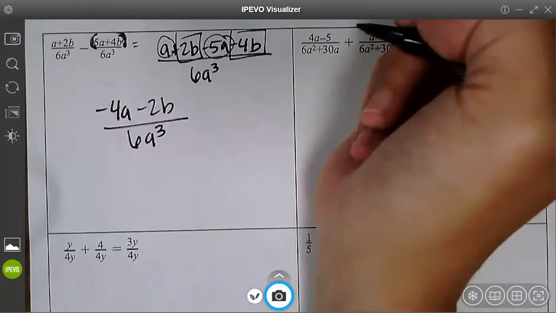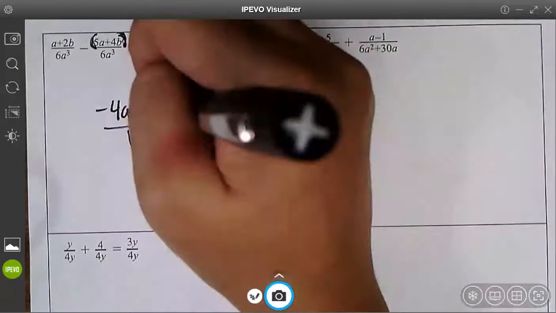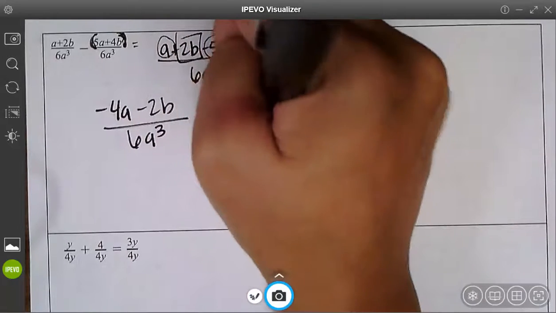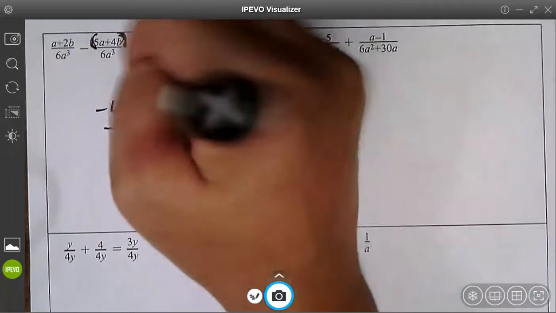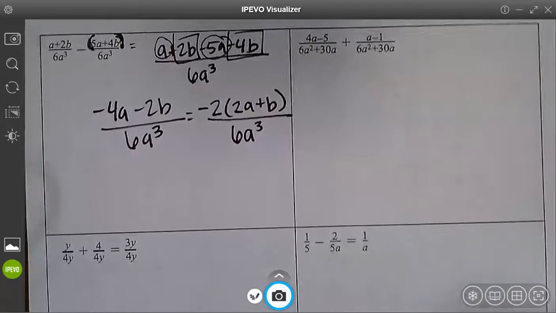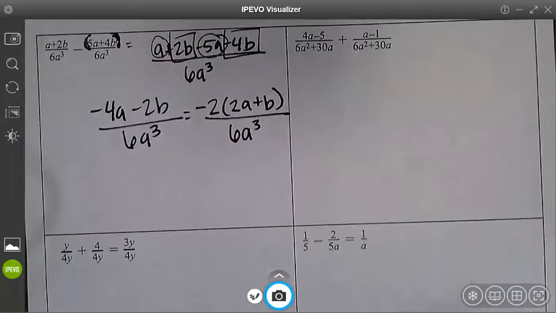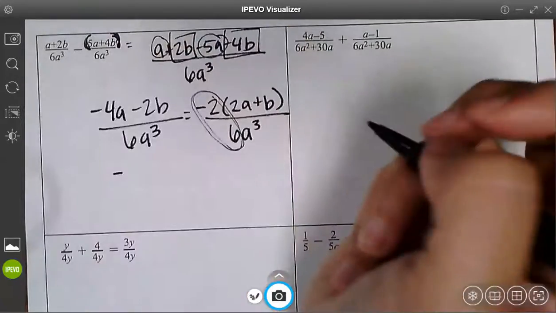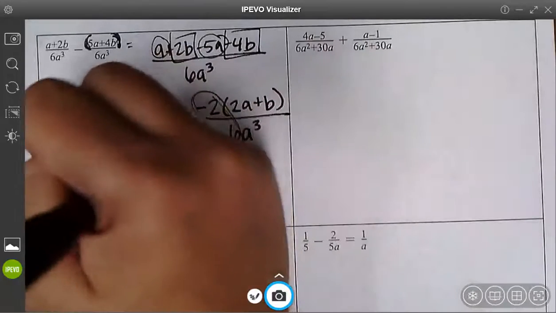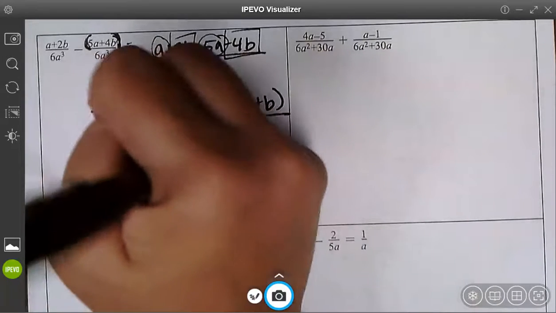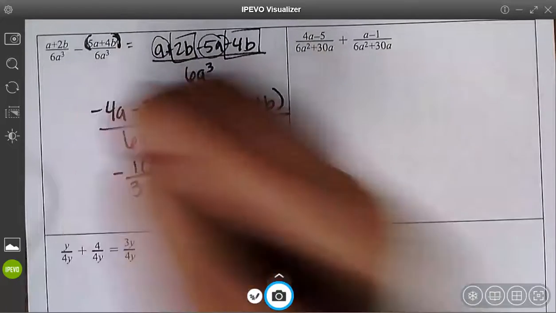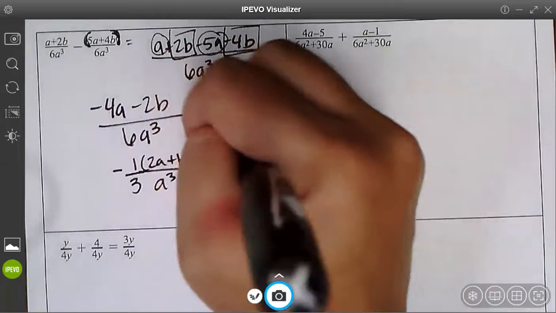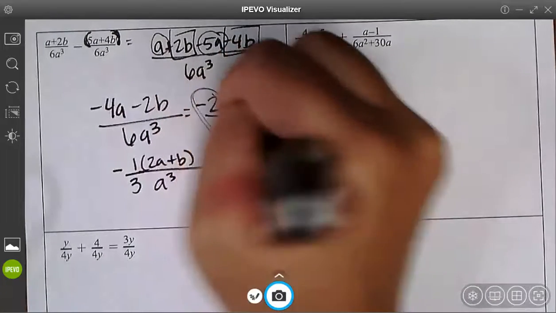The only thing you can do is simplify. Here you can pull out that negative 2, so I'm going to pull a negative 2 out front, so I'm left with 2a plus b over 6a cubed. And now I'm going to simplify this fraction. So I have negative 1/3, and then my 2a plus b on top over my a cubed there on the bottom. You can redistribute that negative if you want. Negative 2a minus b over 3a cubed should be your answer.